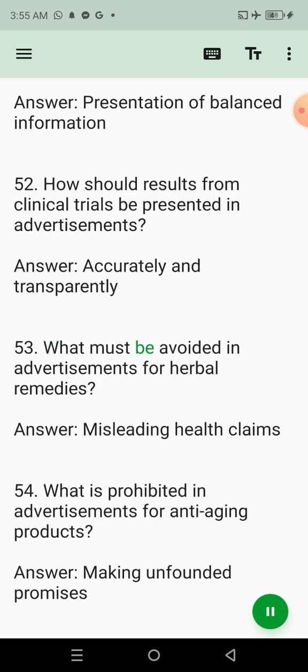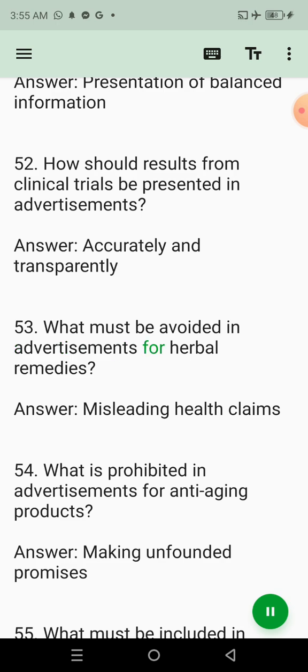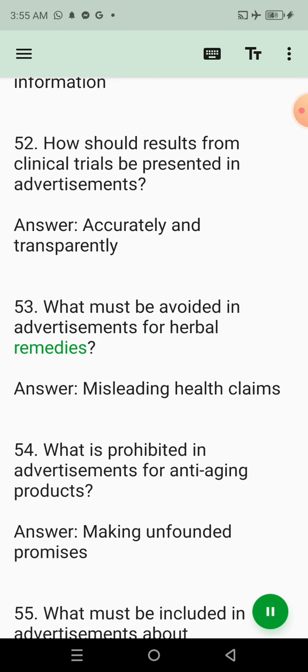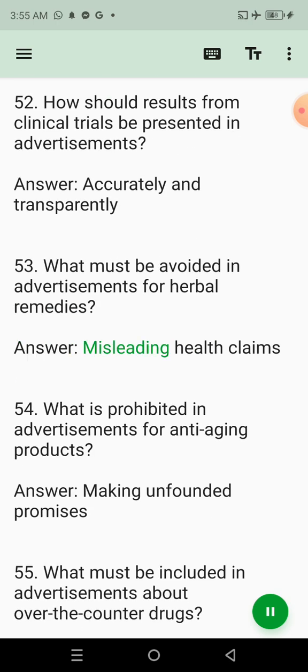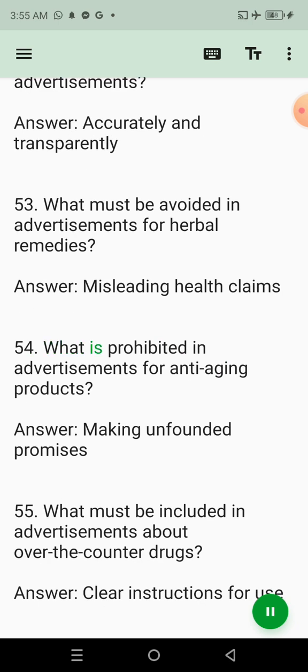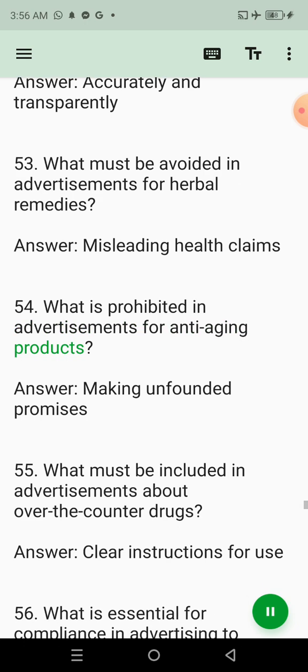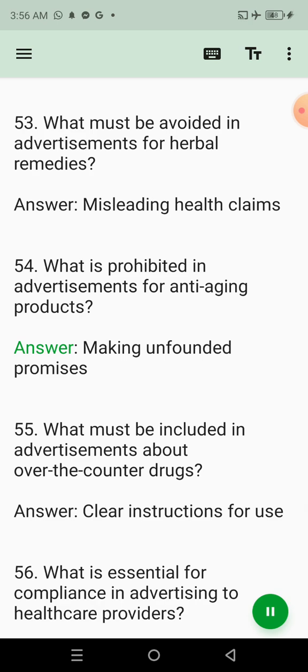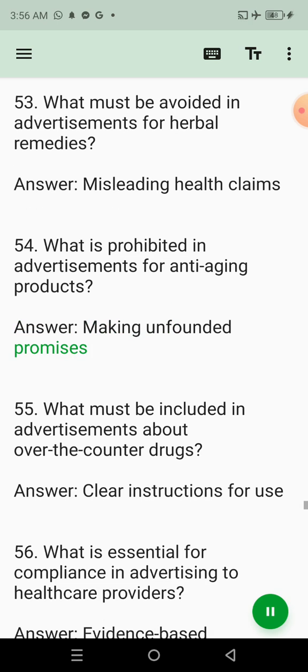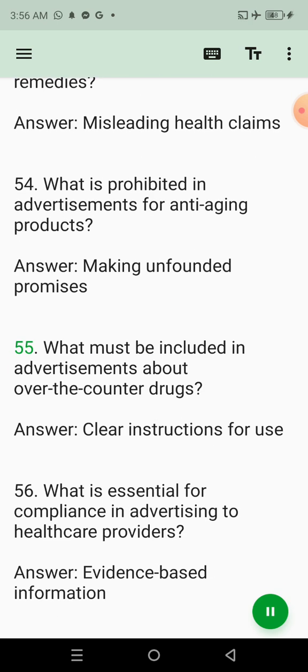53. What must be avoided in advertisements for herbal remedies? Answer. Misleading health claims. 54. What is prohibited in advertisements for anti-aging products? Answer. Making unfounded promises.